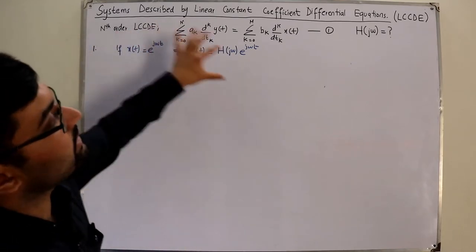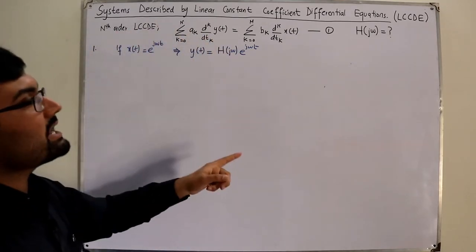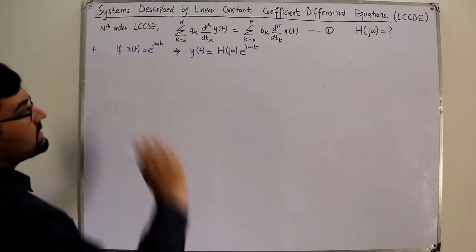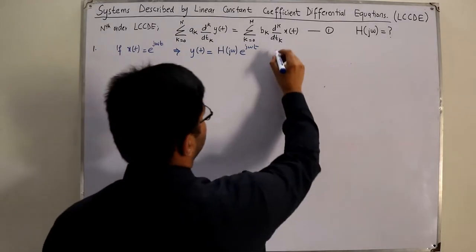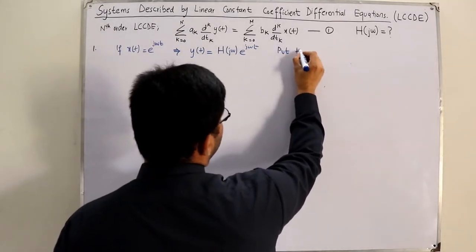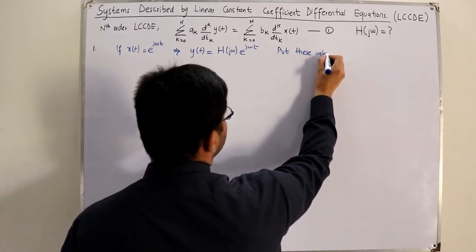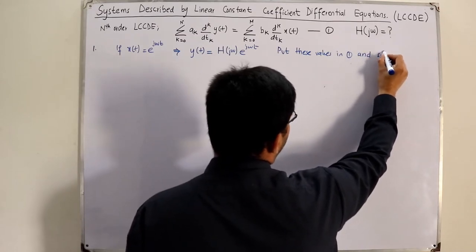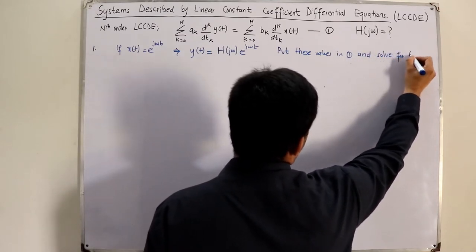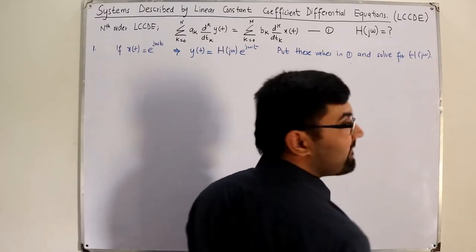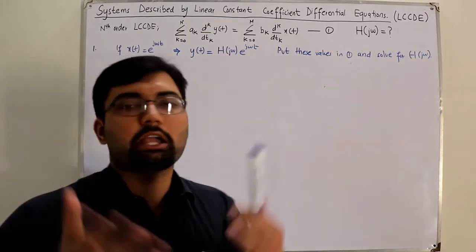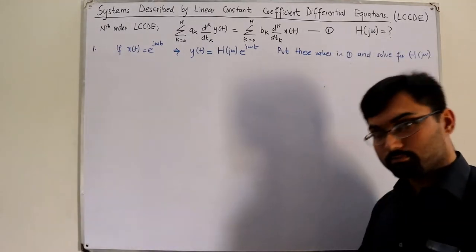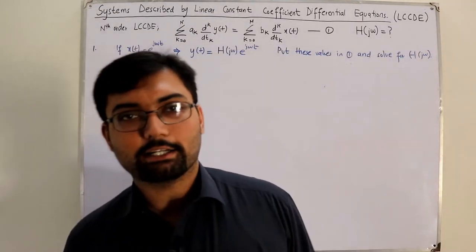Now what you do is put all these values in equation one. You take the derivatives and then you solve it, split on either side. Solve it for H of j omega. This is your method number one: put these values in one and solve for H of j omega. A very lengthy process, a very difficult process. I cannot do it. If you can, yes, you're most welcome, do it please. Yes, I cannot do it.